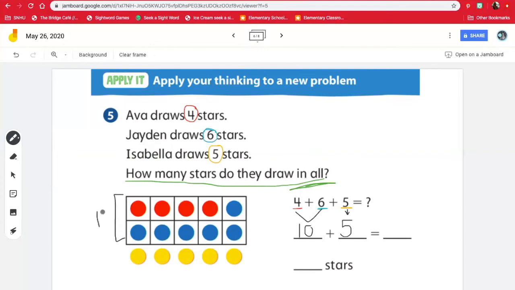Let's count on. 11, 12, 13, 14, 15. 10 plus 5 is 15. So how many stars do we have in all? 15 stars.